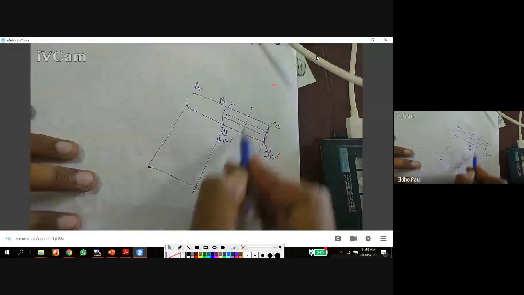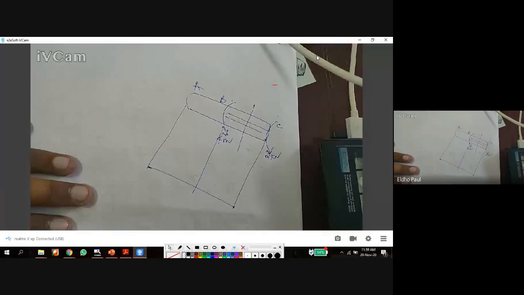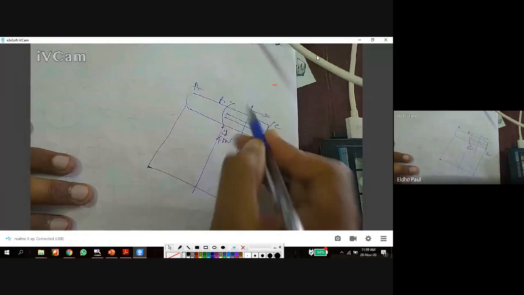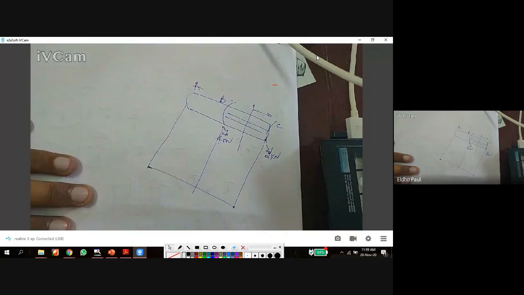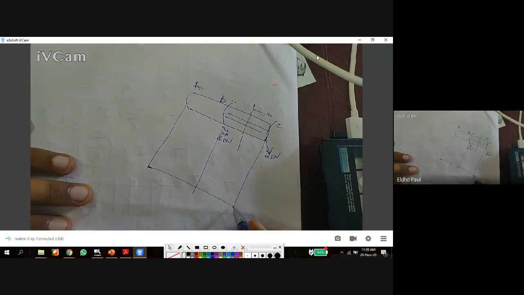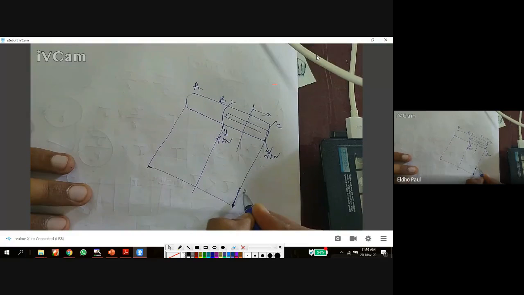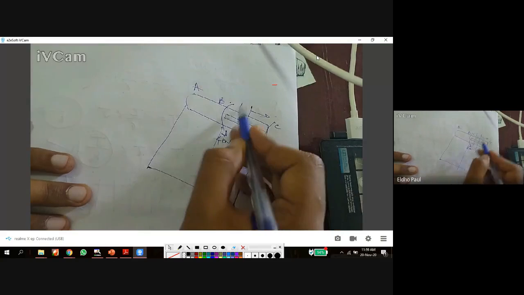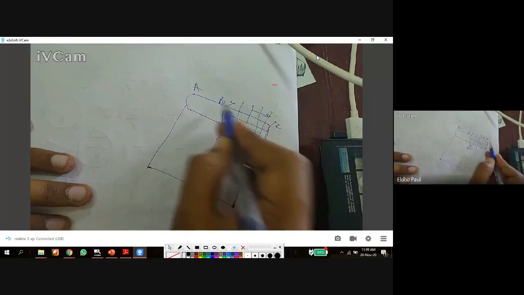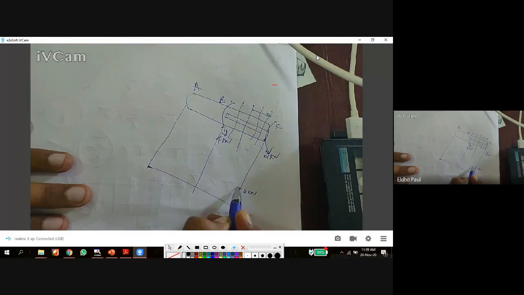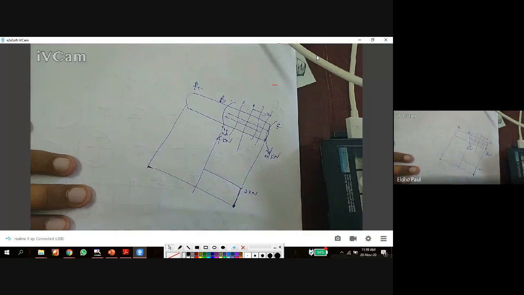If we consider a section here, to the right of the section, we have only 2 kilonewton. So that means at this point it is 0. It is increased to 2 kilonewton here. And if we consider a section anywhere in this area between B and C, this 2 kilonewton will not vary. So up to this point, it is 2 kilonewton.